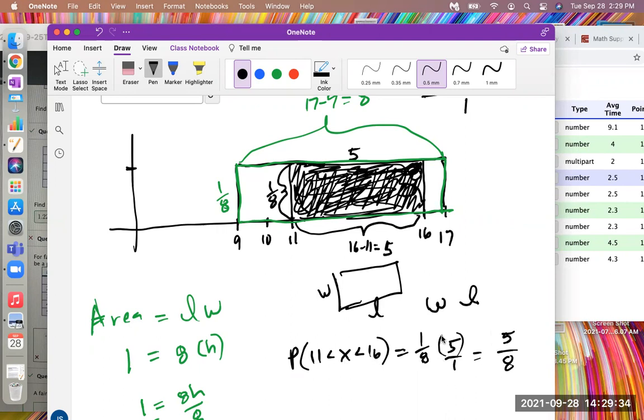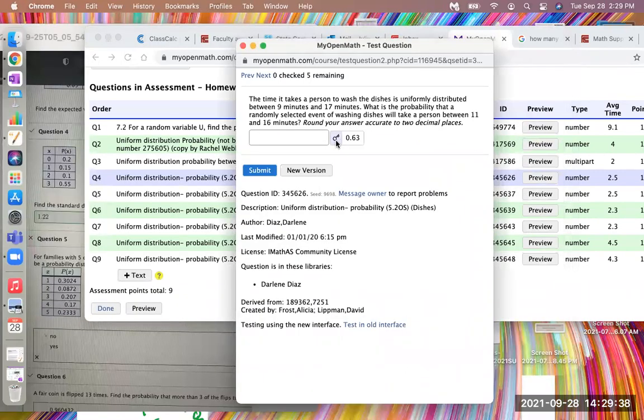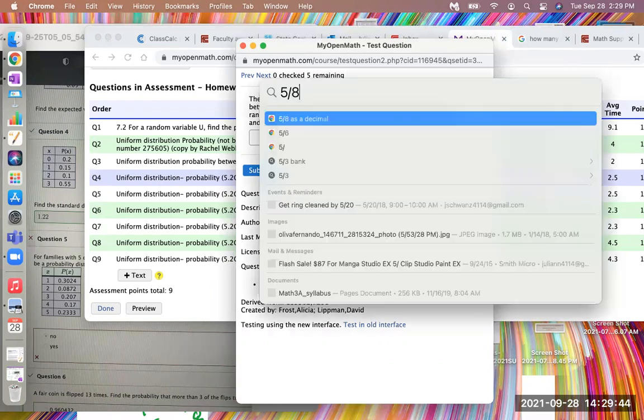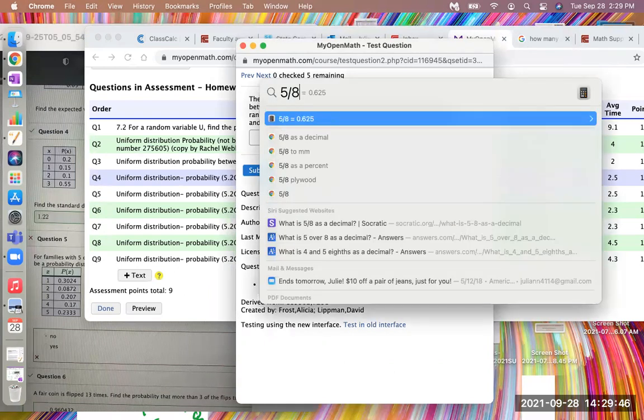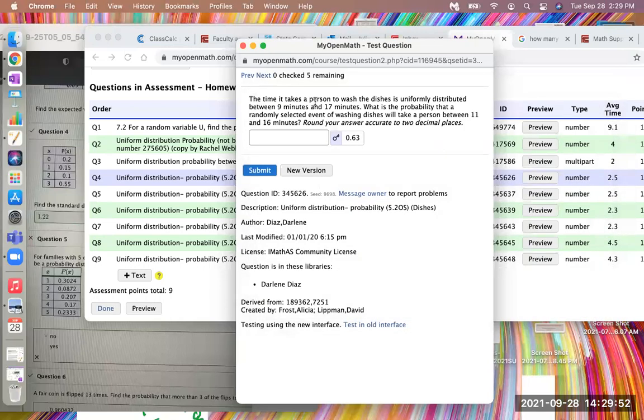And there we go. Let's just double check the answer here. Let me find out what 5 divided by 8 is. It's 0.625. So they rounded it here to 0.63, to 2 decimal places. All right, so I hope this really helped you with this problem.